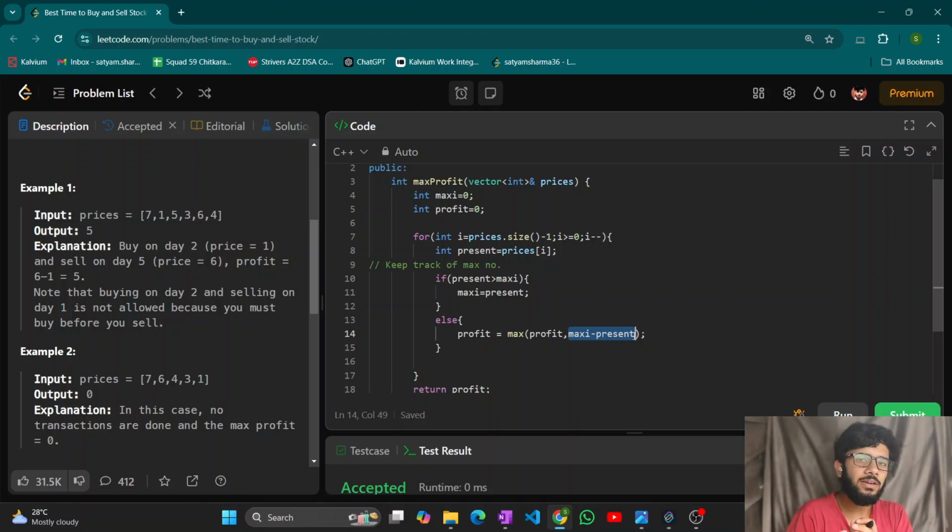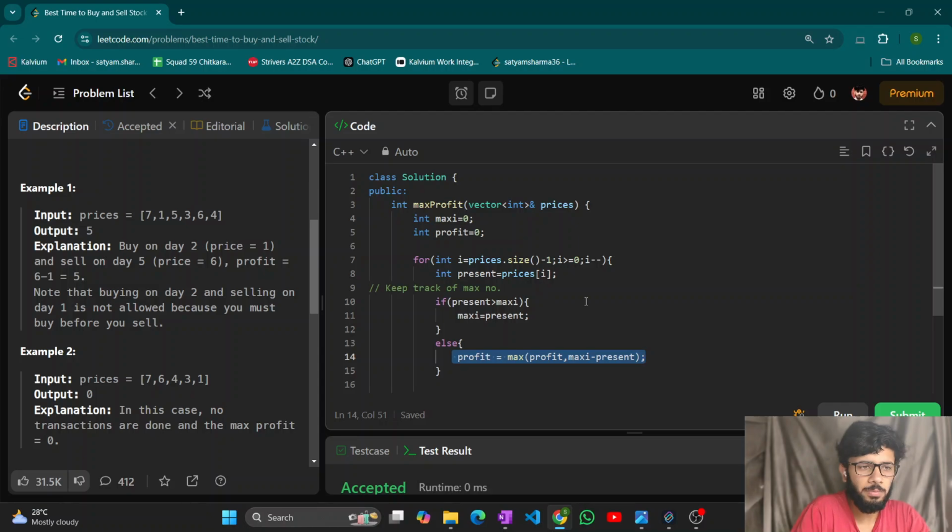The difference between both of them is the profit which we have. Then you will check whatever is the maximum, you will keep that profit with you and then move on further. And if you get any other difference, or we can say profit, which is greater than the previous profit, you will just change it because of this condition: profit equals to max of profit and maxi minus present. So that's how this whole problem is working.